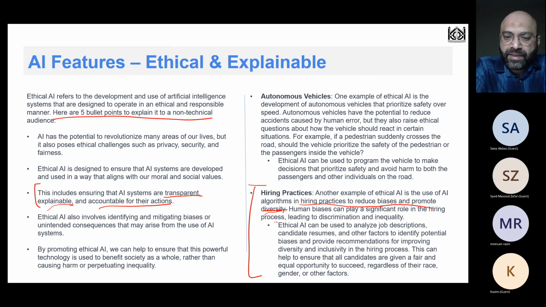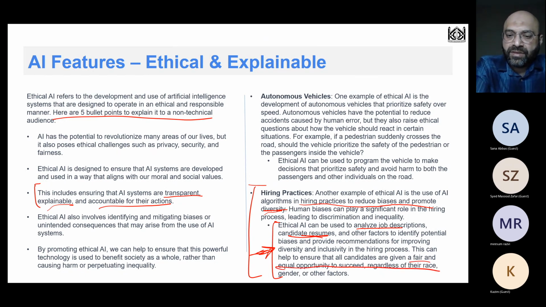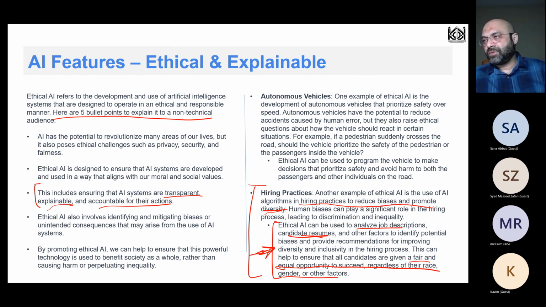So let's say if there's an AI system, and if that system is put together ethically, it can be used to analyze job descriptions, candidate resumes, and other factors, identifying the potential biases and providing recommendations for improving diversity and inclusion in the hiring process. Okay. This can help ensure that all candidates are given a fair, equal opportunity, regardless of their race, gender, or other factors. It's a very common problem in the hiring industry.